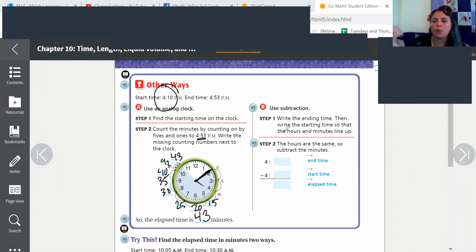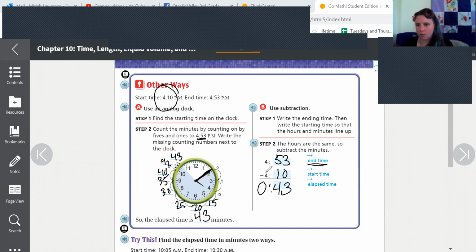You start with the end time, which is 4:53, and you subtract the beginning time, right? So 3 minus 0 is 3, 5 minus 1 is 4, 4 minus 4 is 0. So it took 43 minutes.